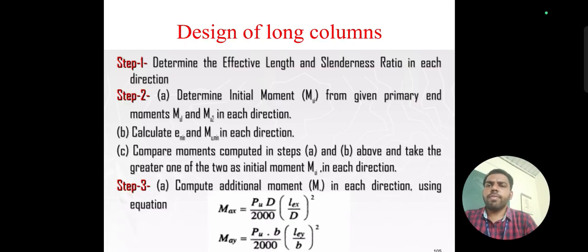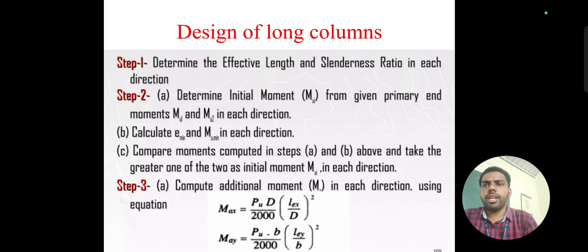First of all, these are the formulas for the moment on long columns. That is PU into D by 2000 into LEX by D whole square. LEX means the effective length along the x direction. And along the y direction, the moment is PU into B by 2000 into LEY by B whole square. By using these formulas, find out the moment along the x direction and y direction. In step 1, first of all you have to find out the effective length and slenderness ratio in each direction. Why? Because this slenderness ratio decides whether it is a long column or short column.